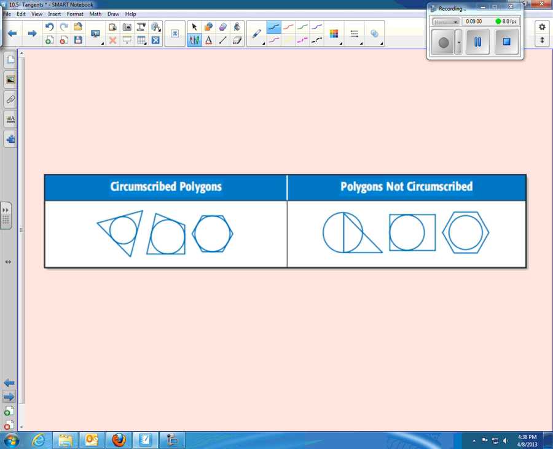All right, on to our last topic. So we remember we talked about circumscribed is when it's on the outside, and the other thing that we need to remember is that the circle actually is touching this polygon every place. Whereas if we look at the polygons not circumscribed, it's not touching it everywhere, or the polygon's partially inside. So keep that in mind.